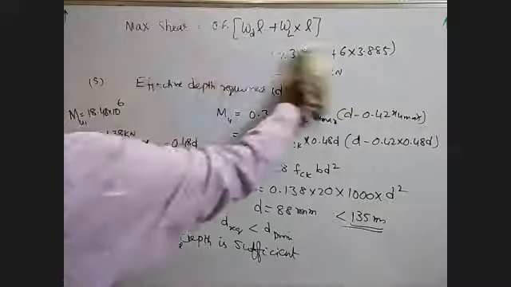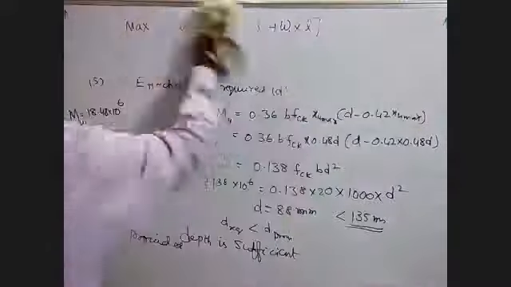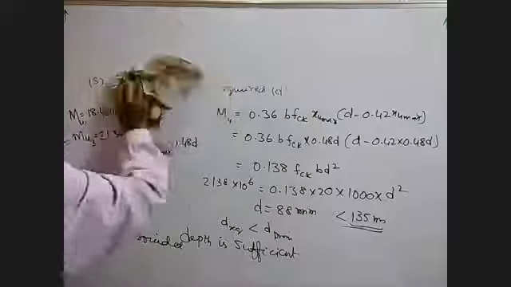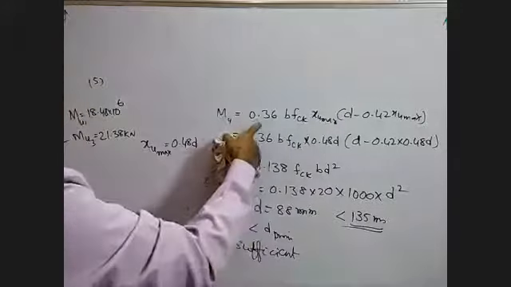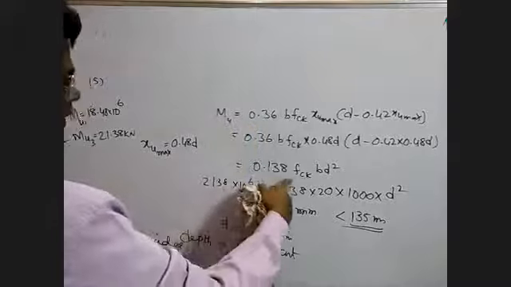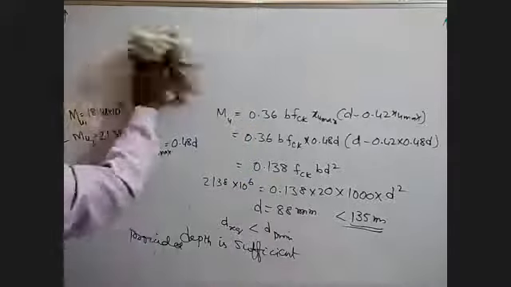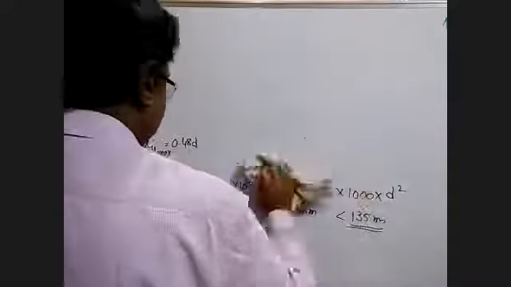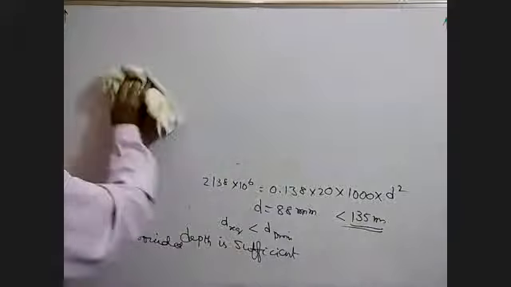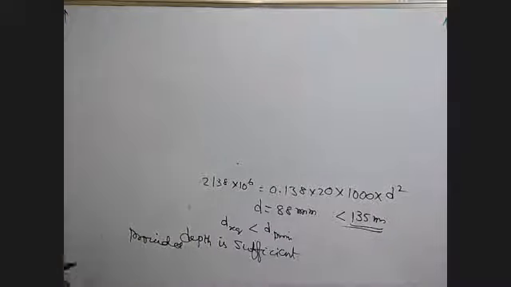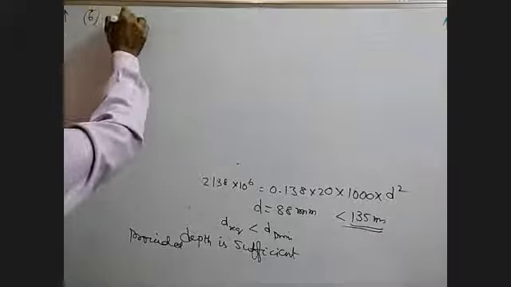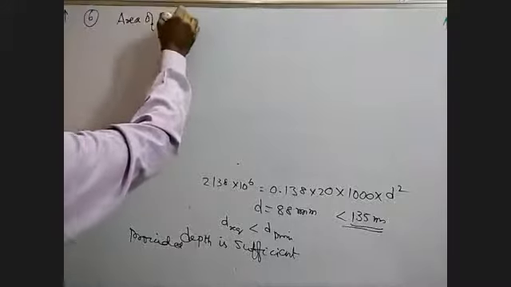The next step, sixth step, area of steel. Here you can remember this formula from the code book, or directly use this 0.138. Now AST, area of steel. The sixth step is area of steel, AST.